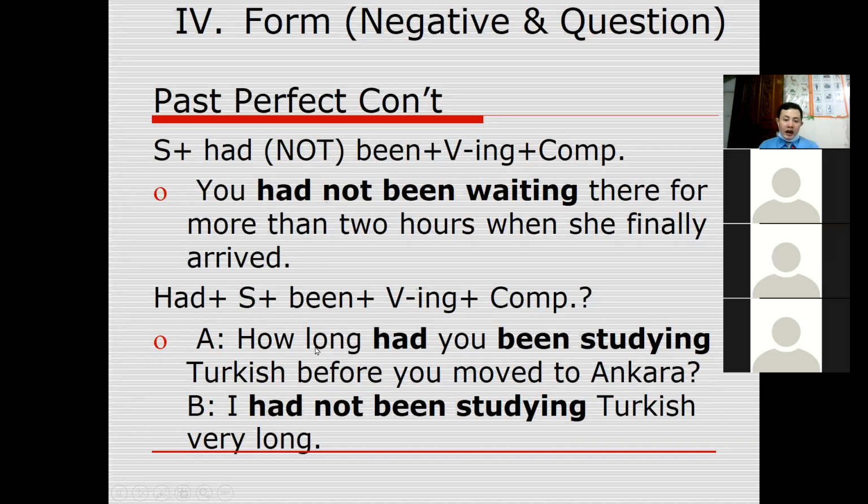How long is also a kind of WH question, right? So here, how long had you been studying Turkish before you moved to Ankara? I had not been studying Turkish very long. Very long is about duration. So this is the form of past perfect simple and past perfect continuous. Okay, so let's move to the use.